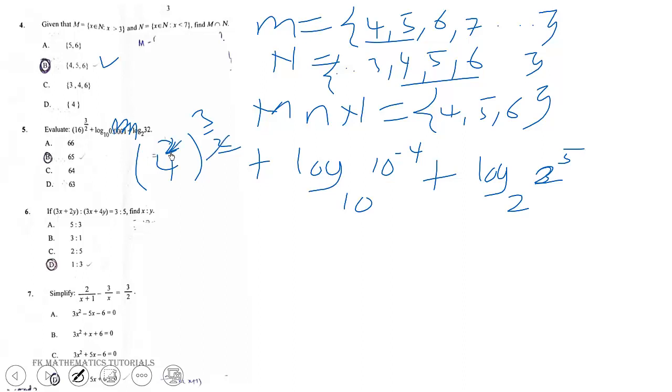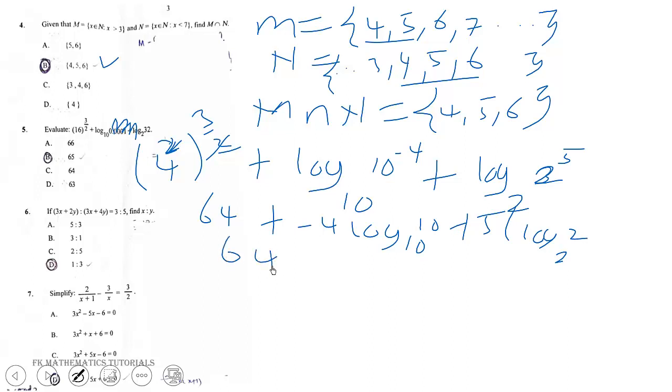We have 4 exponent 3, which is 64, plus negative 4 log 10 base 10. Log 10 base 10 is 1. Then plus 5 log 2 base 2. Log 2 base 2 is also 1. We have 64 minus 4 plus 5. And that will give us 65. The correct answer is B.